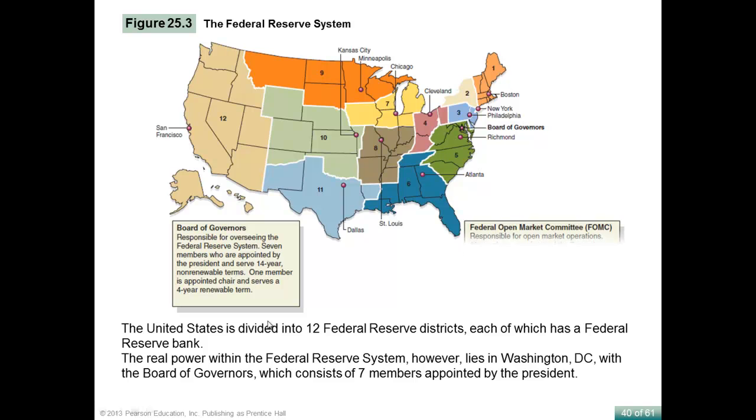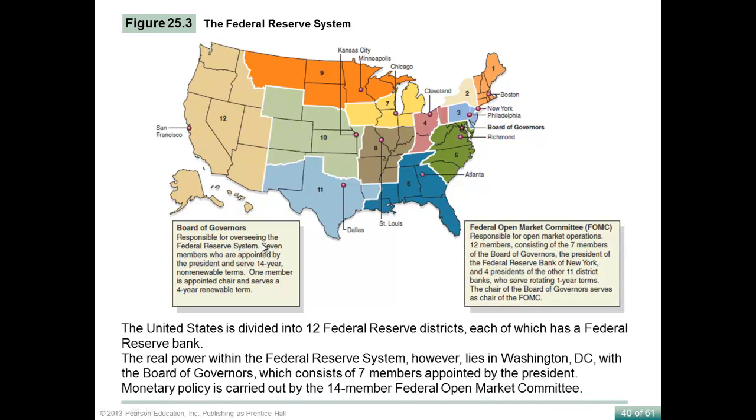Here's the setup of the Federal Reserve. There is a board of governors overseeing the Federal Reserve System. There are 7 members who are appointed by the president and serve a 14-year non-renewable term. 1 member is appointed as the chair and serves a 4-year renewable term.